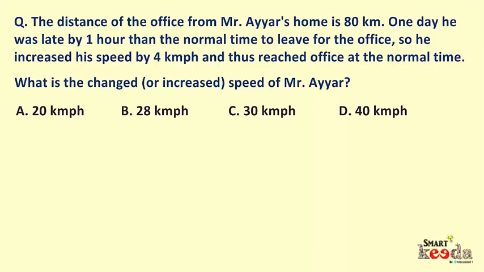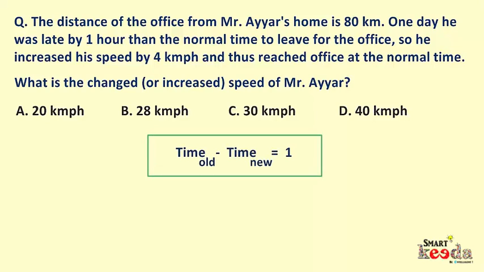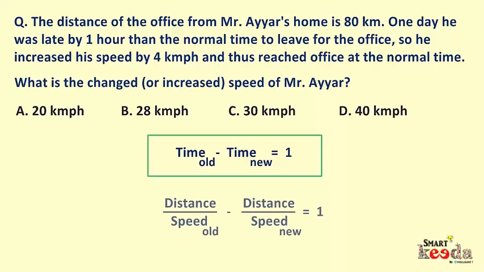Now let's try solving this question applying the traditional method. If we are to put the given pieces of information into an equation, the equation will be like time old minus time new is equal to 1. As Mr. Iyer was taking 1 hour more in the first scenario, which means time old is greater than time new by 1. Now as we know that time is equal to distance upon speed, so we can write the equation further as distance upon speed old minus distance upon speed new is equal to 1.